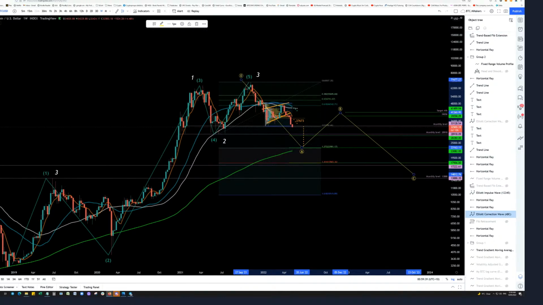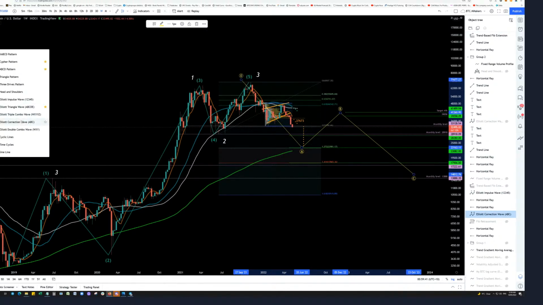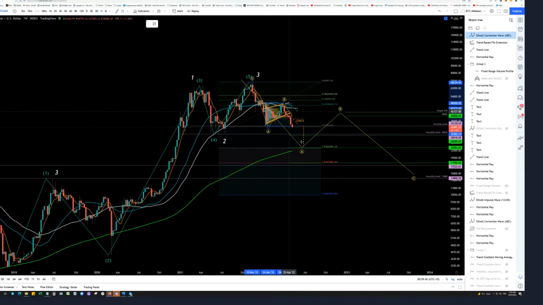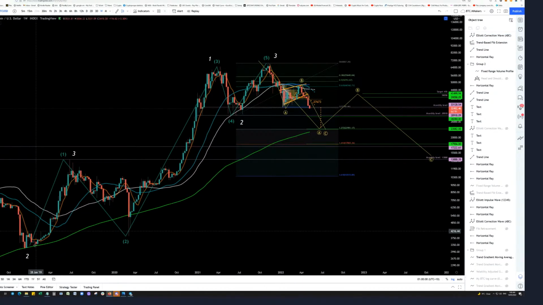So what we can have right now, if I get this ABC correction, we can say that's our A, B, C. That's one Elliott wave correction. It might be enough. That might be the case where the market says that's the bottom, and we'll see a bottoming formation very similar to these ones here.